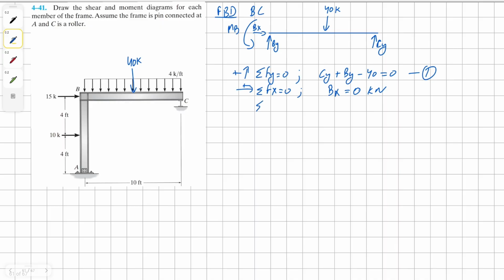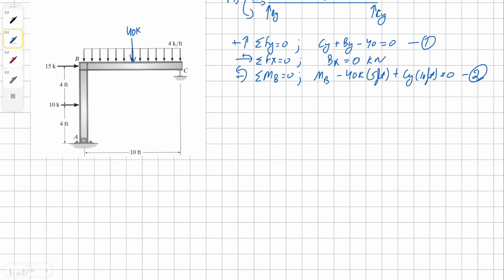Then we're going to take a moment about the point B. We're going to have moment B, and then we have 40K clockwise, and it's 5 feet away. And then we have Cy counterclockwise, 10 feet away, all equals 0. We're going to name this equation number 2. We can't really do anything right now, so we're going to move over to our next section, AB.